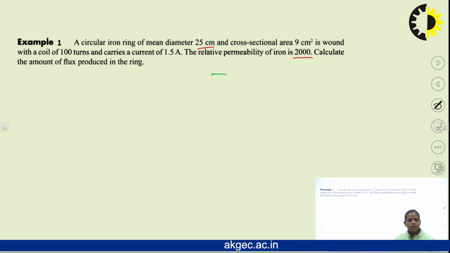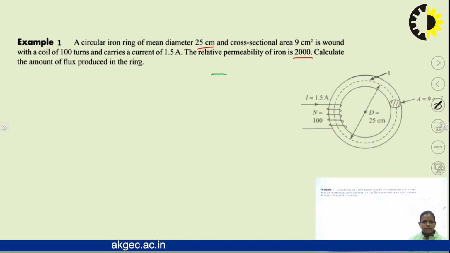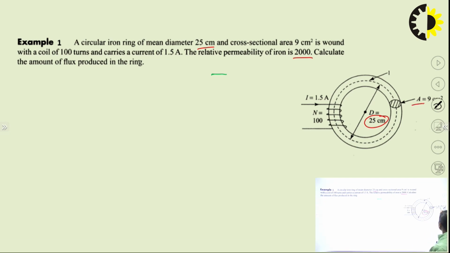So first we will see the diagram for this example. Here we can see this is a ring with a mean diameter of 25 centimeter, which is given in the question, and the area of cross section is 9 centimeter square. Then the coil with N equal to 100, the current flowing through this is 1.5 ampere. The relative permeability of this material is 2000. So we have to calculate the amount of flux produced in the ring.